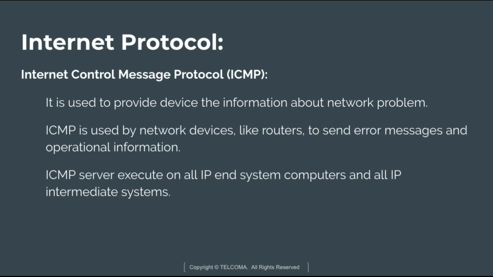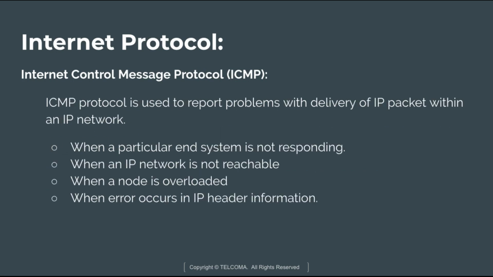ICMP stands for Internet Control Message Protocol and it is used to provide devices with information about network problems. ICMP is used by network devices like routers to send error messages and operational information. ICMP servers execute on all IP and system computers and all IP intermediate systems. The difference between ICMP and other transport protocols such as TCP and UDP is that it is not used for exchanging data between the system and network.